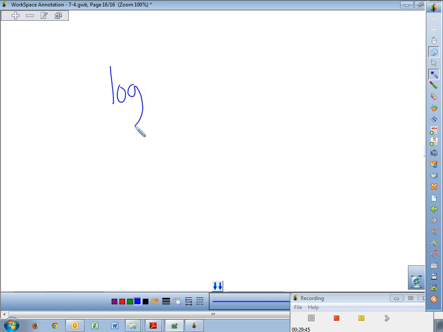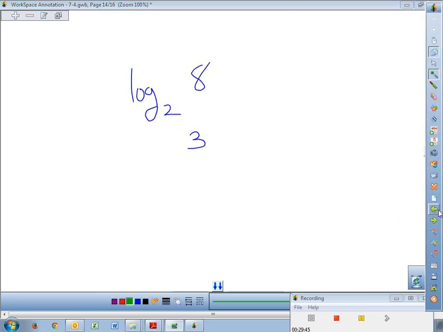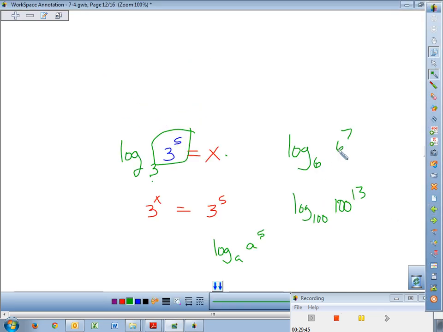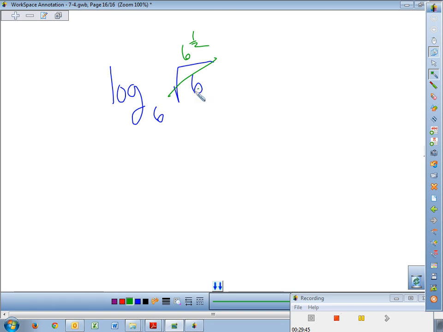Ready? What's the answer? 1/2. Didn't we do a bunch of those back here, right? If the bases are the same, the answer is the exponent. Aren't the bases both 6? Because that's really 6 to the 1/2. Y'all good? Now here we go.